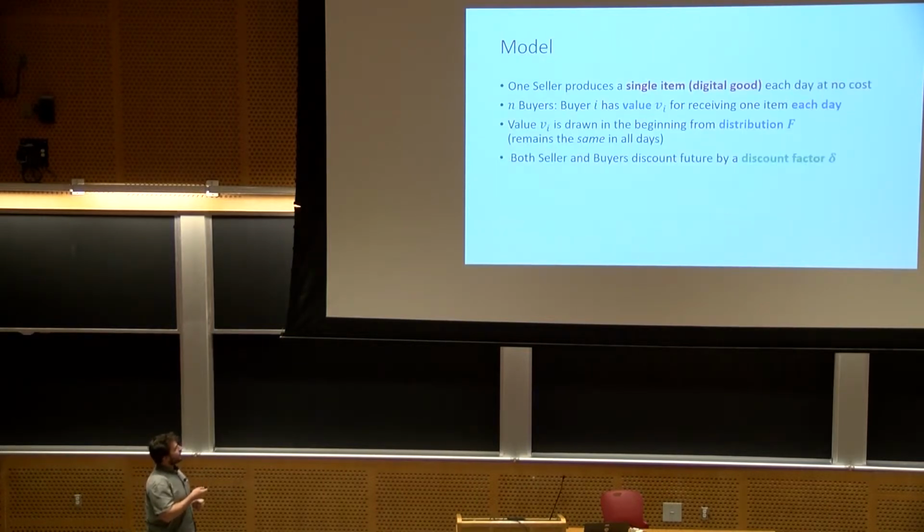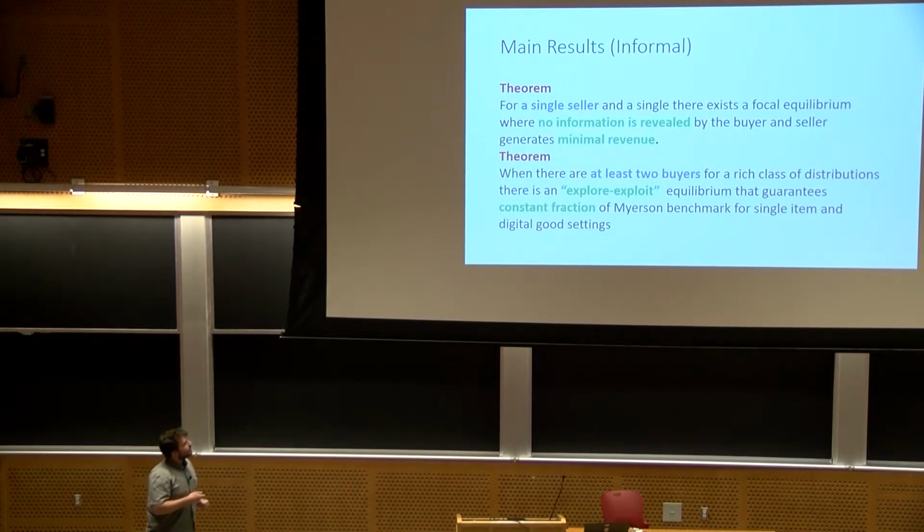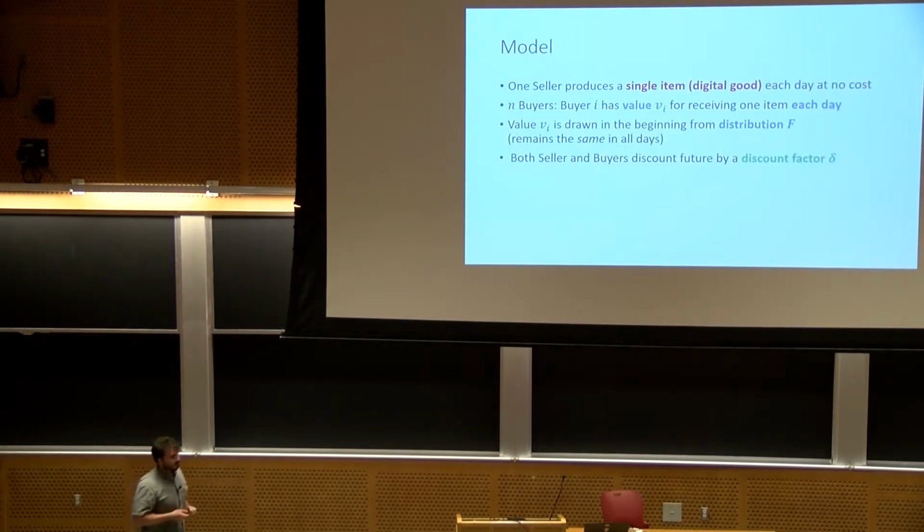This is an extension of the Hart and Tirole result for the case of continuous distributions. And we show that when there are at least 2 buyers, for each class of distributions, there exists an explore-exploit type of equilibrium that approximates within a constant factor the Myerson benchmark for the single item and digital good settings. Okay. So let's describe formally the model right now. We have one seller that produces a single item each day at no cost, either a single item or a digital good.